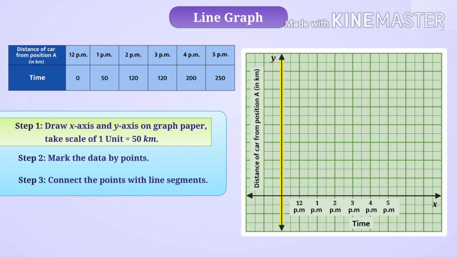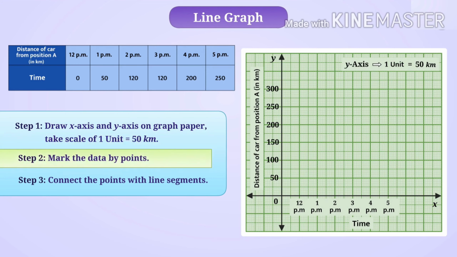For that we need to take a scale for the given information. One unit I am taking as 50 km. This information will be used to mark the points. At 12 p.m. the car has covered 0 km. So we need to show 12 p.m. on the x-axis first, and the intersecting point of 0 and that time will be the first point.